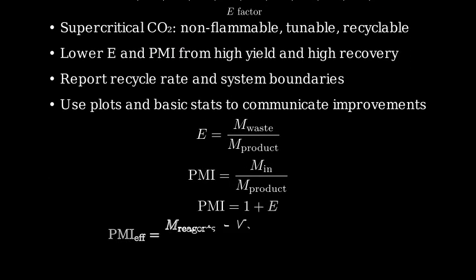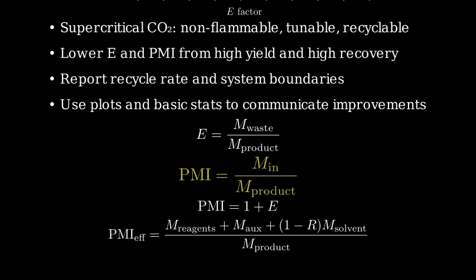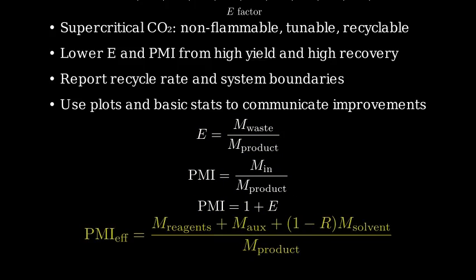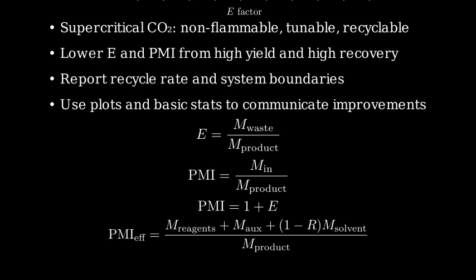To summarize the key formulas, E equals waste over product, PMI equals input over product, PMI equals 1 plus E, and with recycle, effective PMI counts only unrecovered solvent. These metrics guide greener process decisions, particularly in supercritical systems.